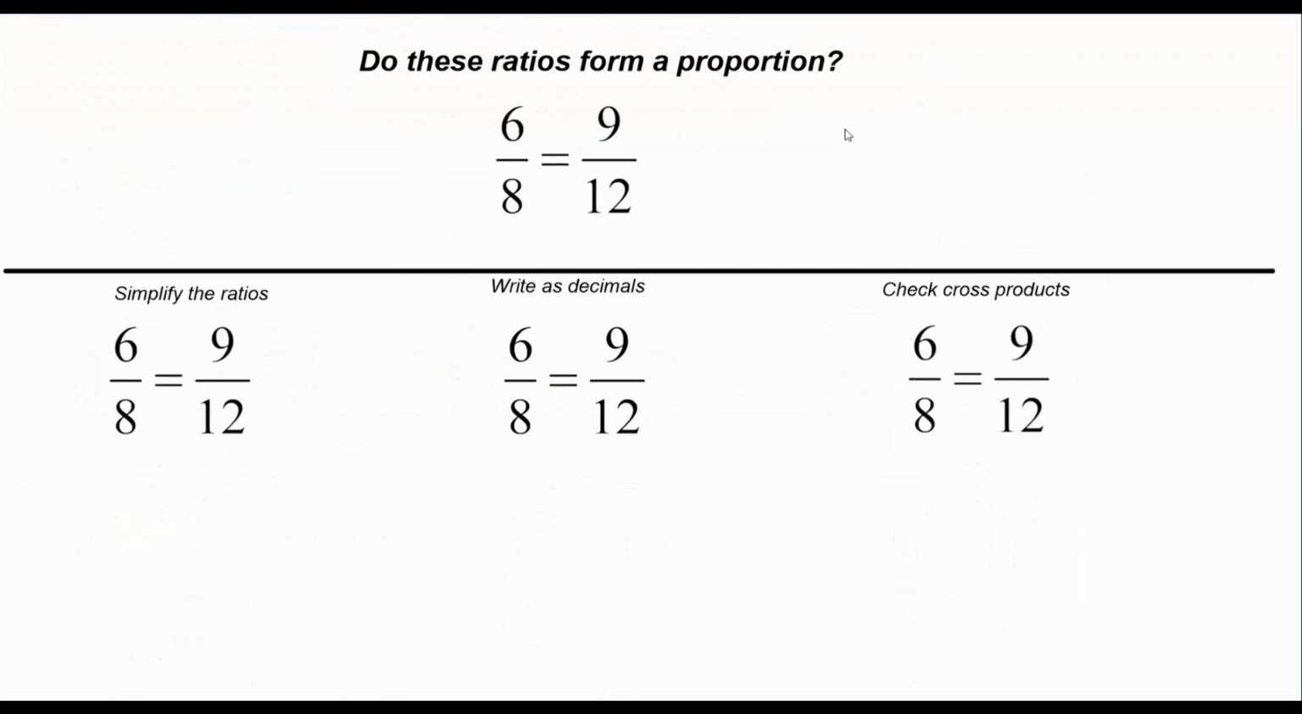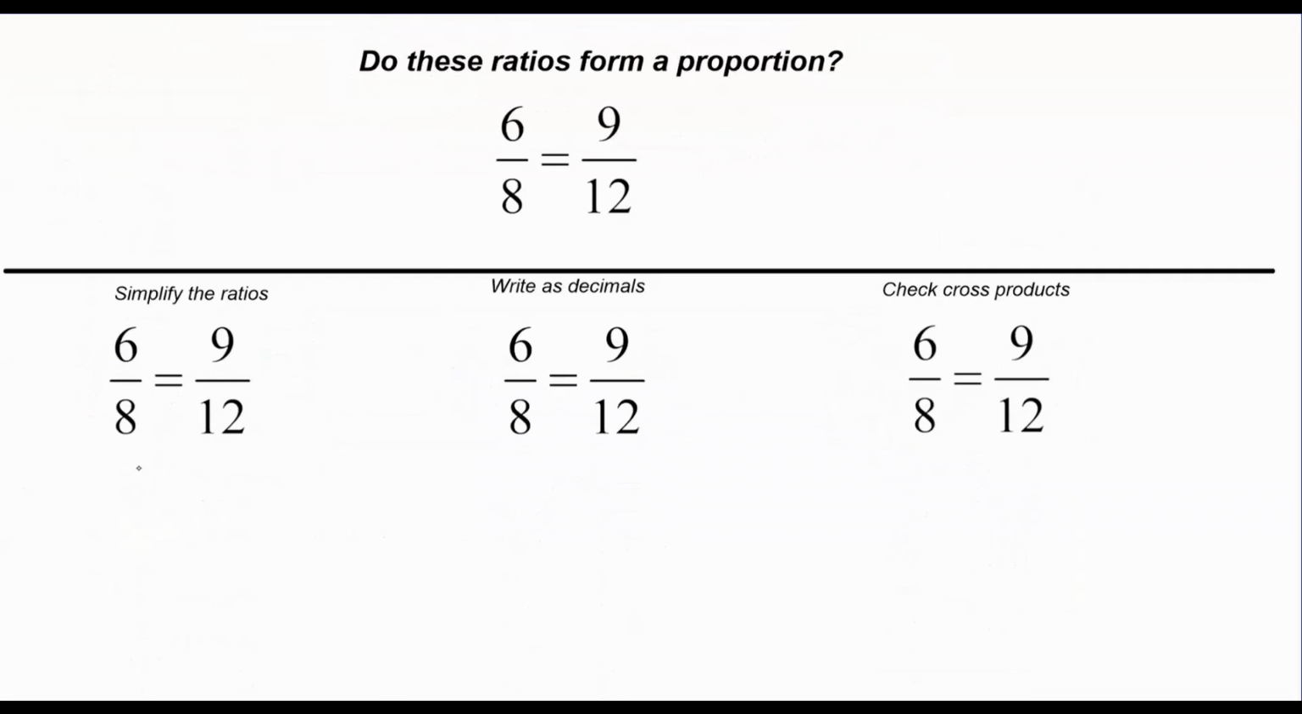So do these ratios form a proportion? 6/8 and 9/12. Are these two equal to each other, in other words? So I'm going to show it three different ways, the ways that we talked about. We can simplify the ratios, we can write them as decimals, or we can check the cross products. All three methods will get you the same conclusion. You'll find out if they're equal or not, and sometimes it's easier to use one over the other.